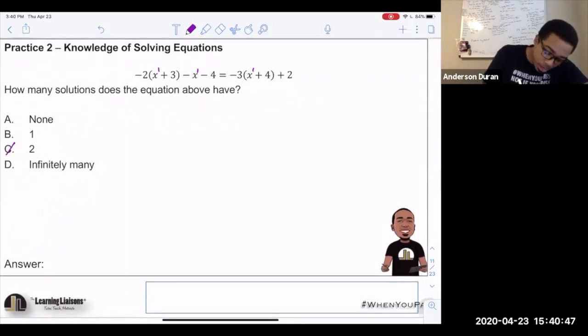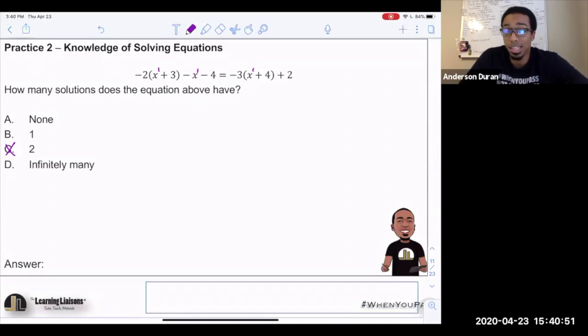So C would, without any doubt, be gone. Because again, this is a linear equation, not a quadratic or a polynomial. It's just a linear equation. So with that said, that doesn't do quite enough for us, right? That doesn't do quite enough for us. It looks like we may have to try to solve this to see how many solutions there are.